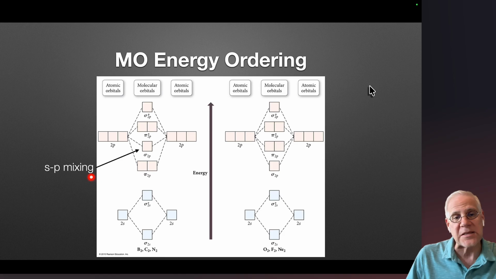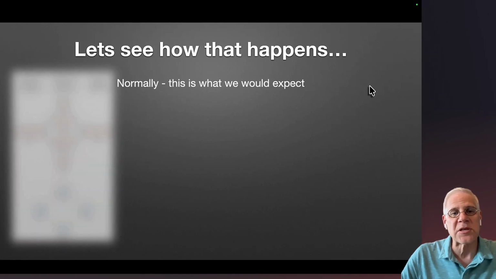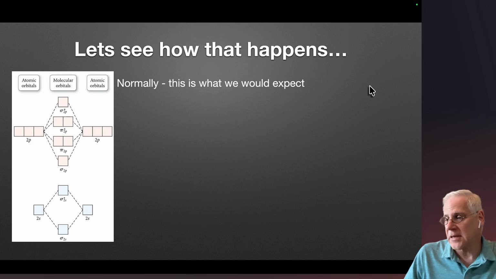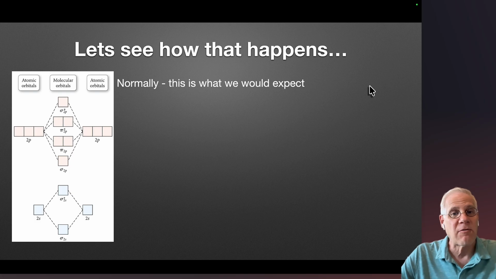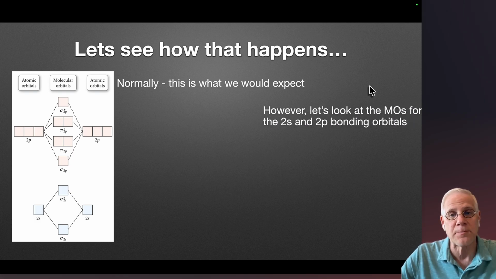But the problem is that this sp mixing causes this orbital to go up in energy. It actually also causes this one to go down in energy a little bit. So let's see how this happens. Again, this is the diagram that we would expect, but it's not the diagram that we get for those smaller molecules for boron, carbon, and nitrogen.